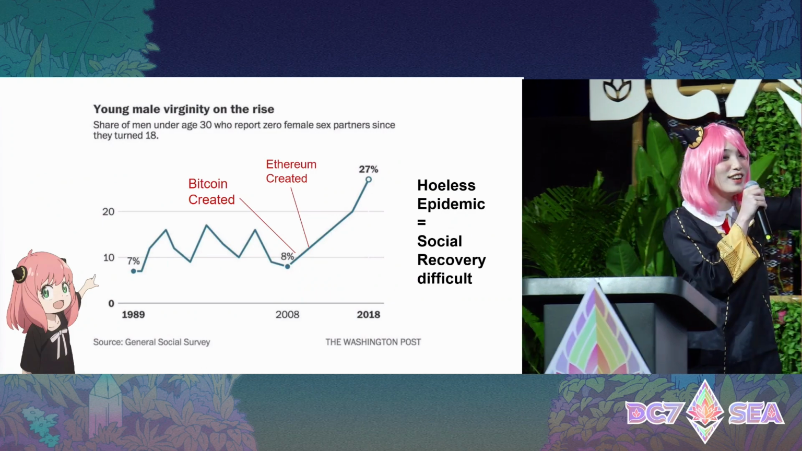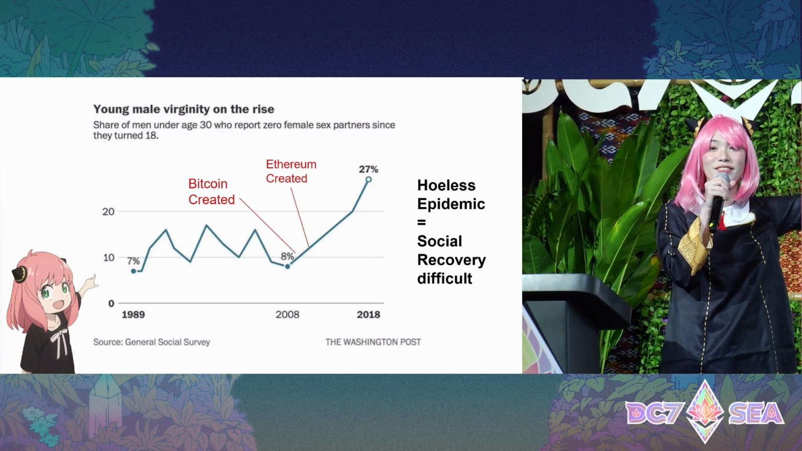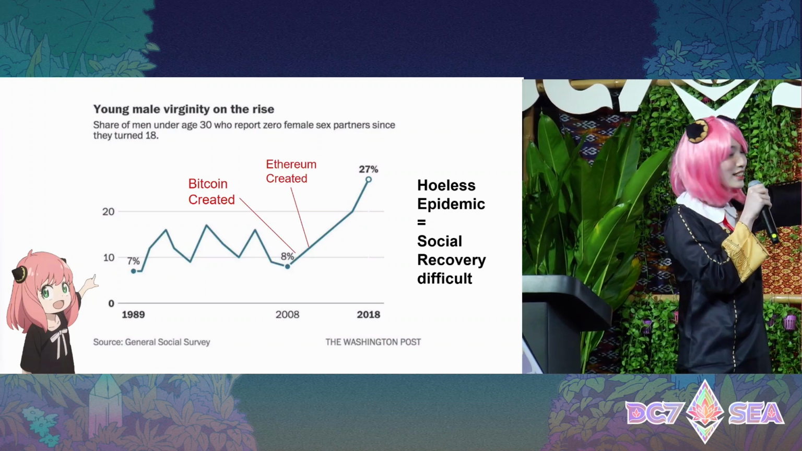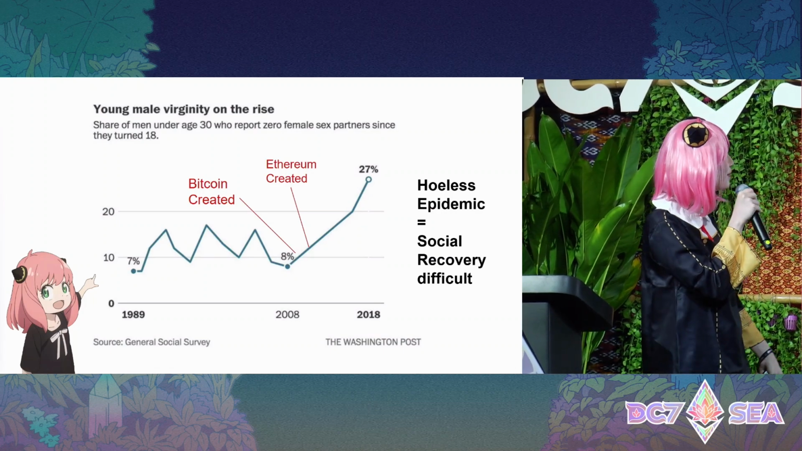So look at this graph. We have the homeless epidemic that is happening right now. So yeah, key custody and social recovery is going to be a huge problem.